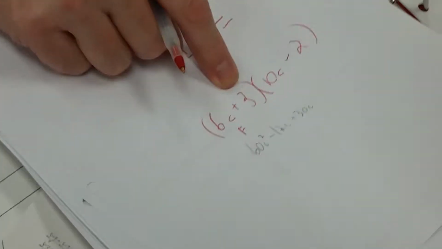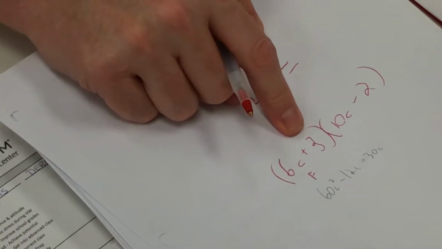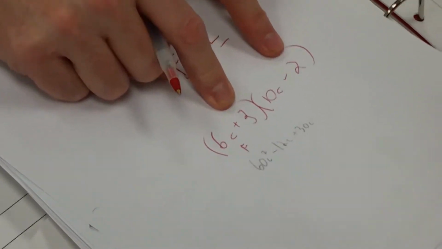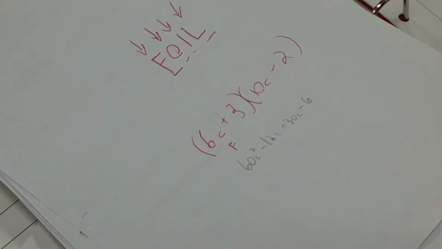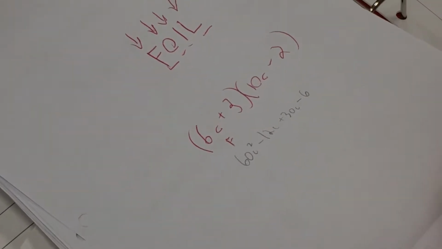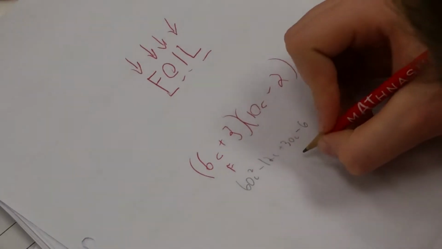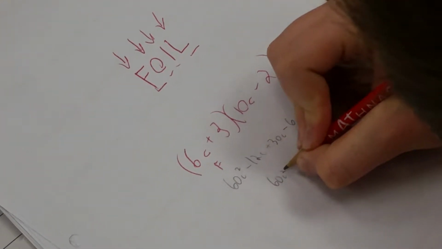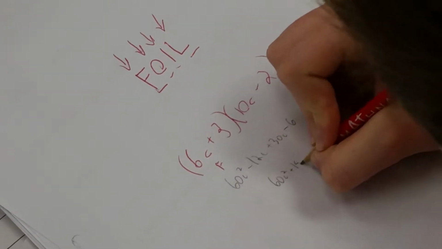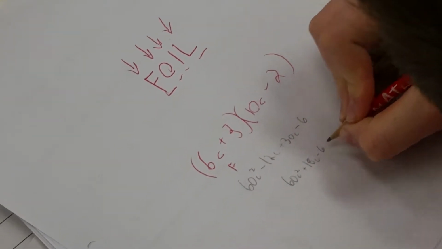And then finally we're going to take the last two. So that's the last one in this and the last one in this. So that would be -6. Can we combine anything with that? Yes. What do you get? -12 and 30. Perfect. What do you get? Alright, so then you'd get 18c left. So it'd be 60c squared plus 18c minus 6.